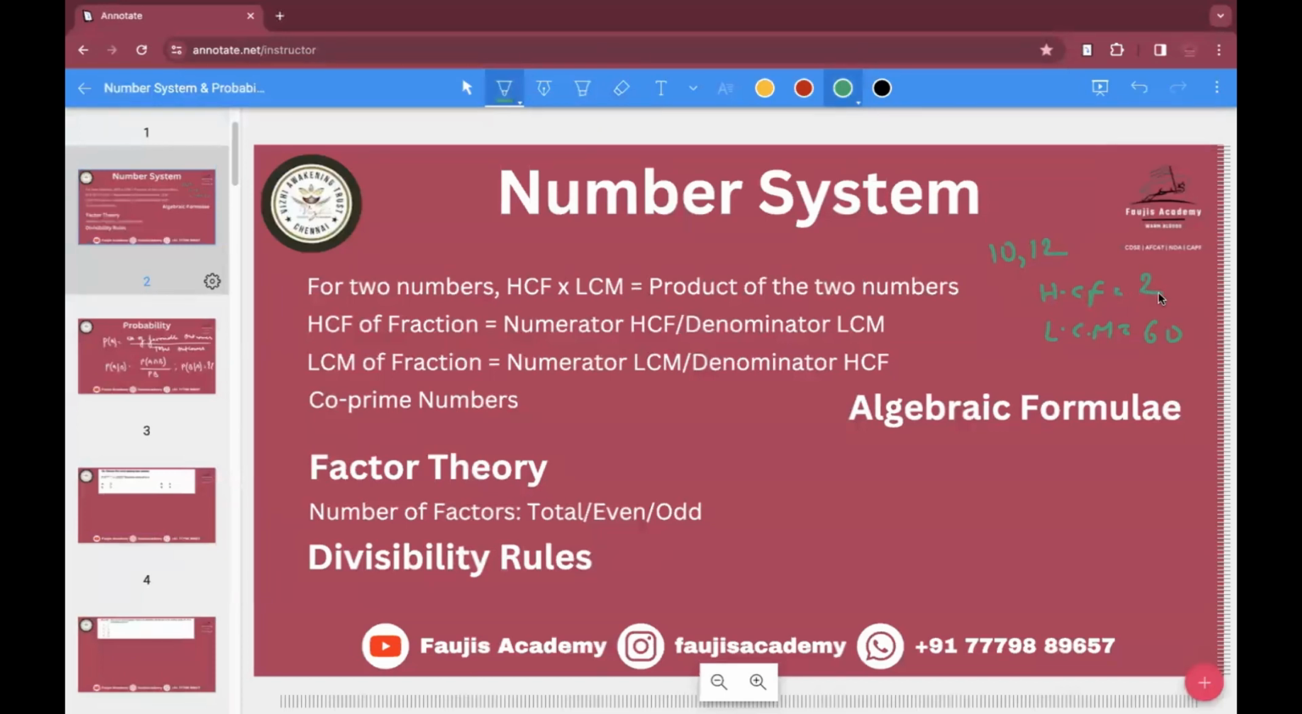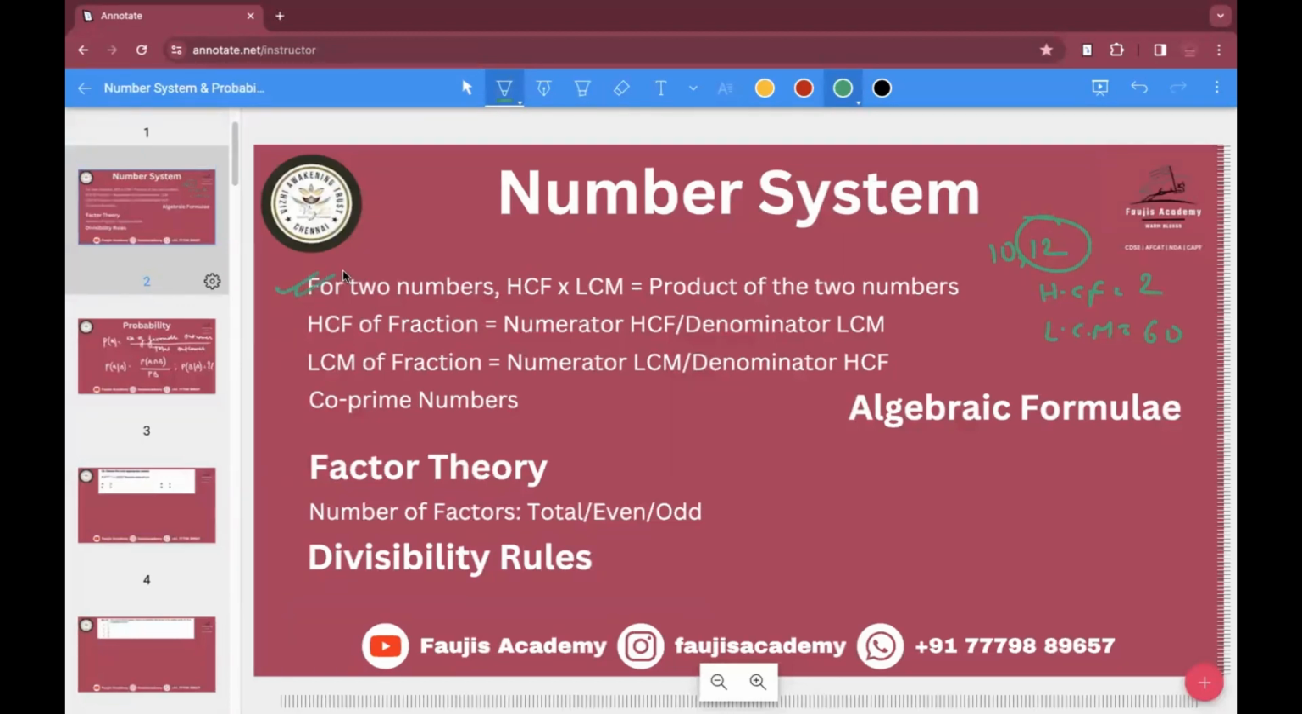Ironically, guys, you might treat HCF as highest, but this number is generally less than the lowest common multiple. That's the wonder of mathematics. Even though the name is highest common factor, in relation to LCM it is lower. Do you have any doubt as to why the HCF is 2? The LCM is 60.